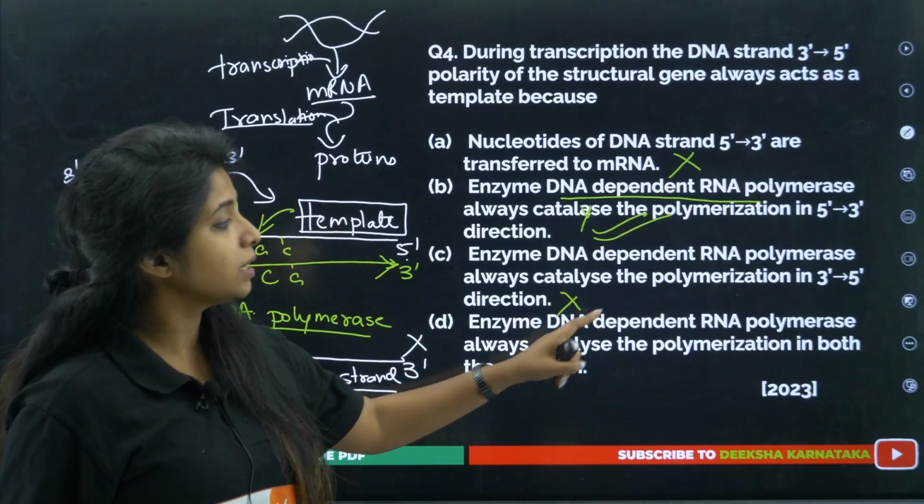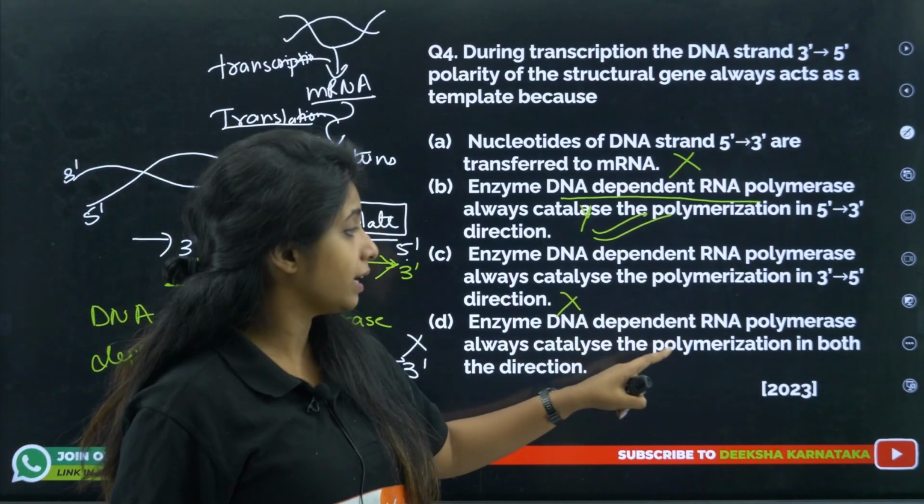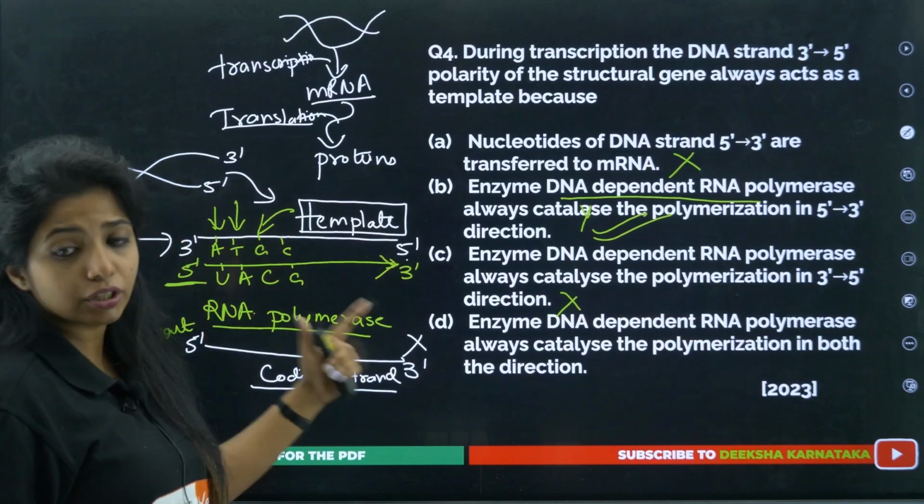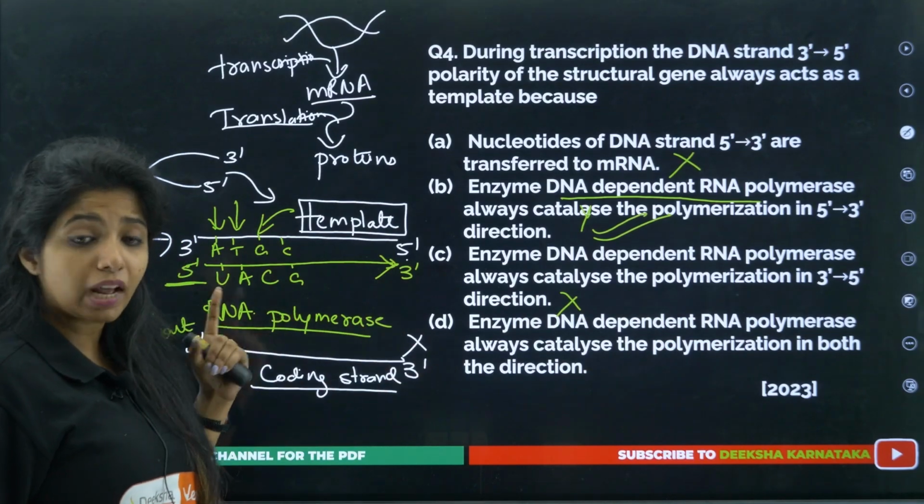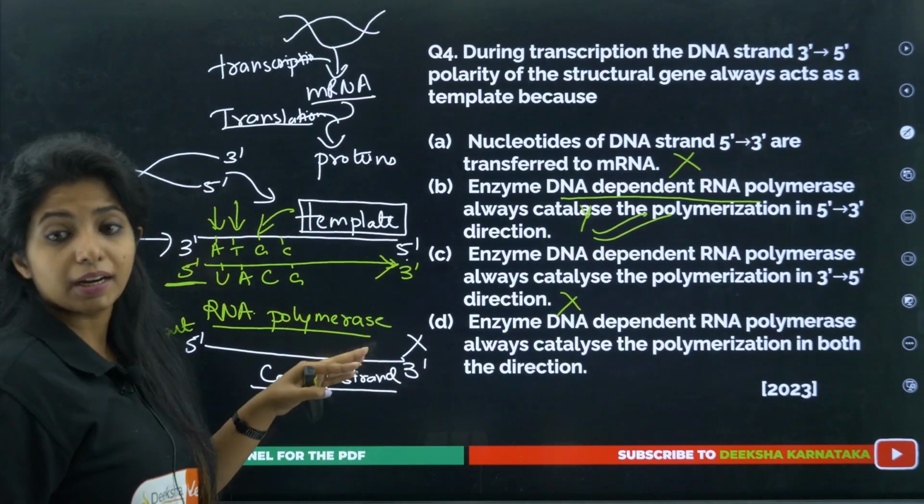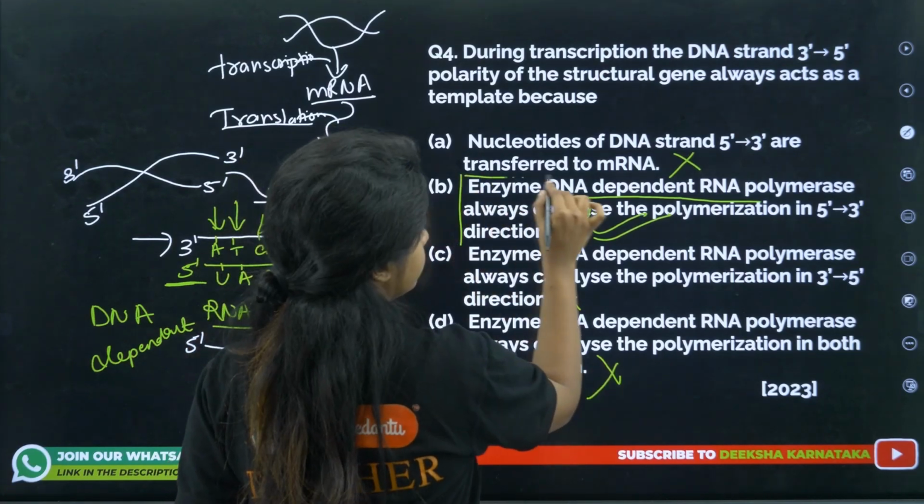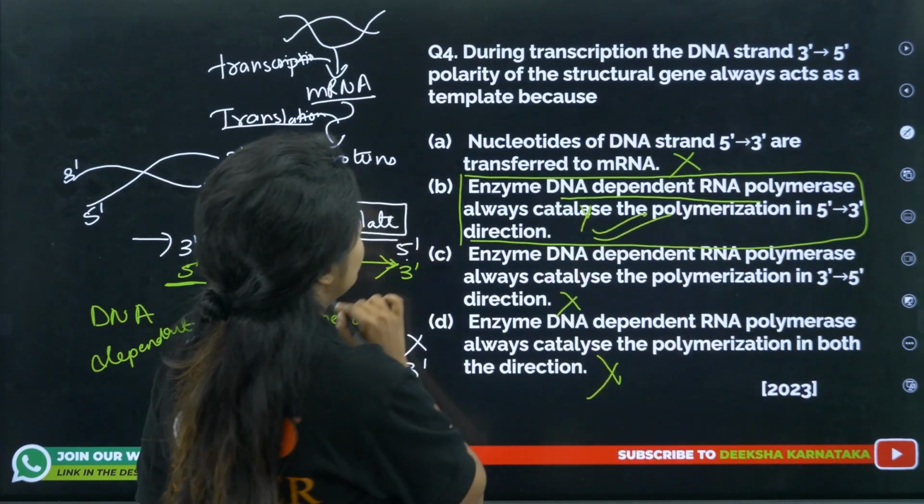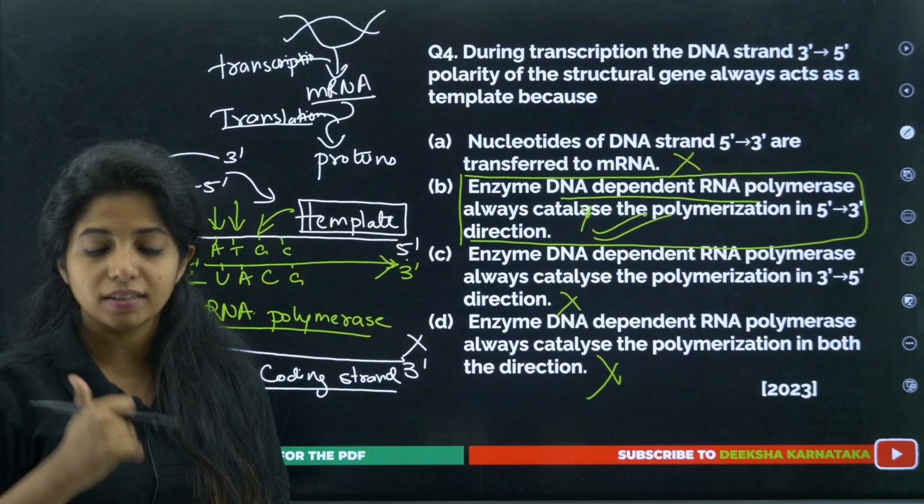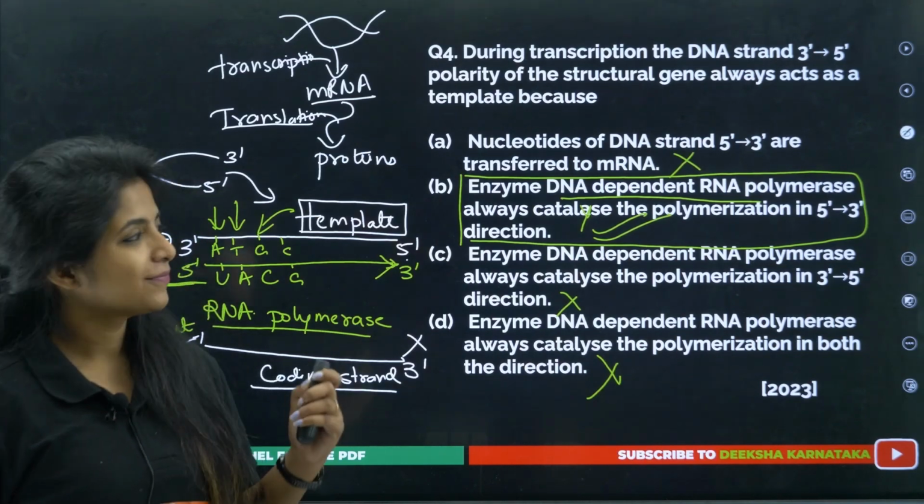Now, enzyme DNA dependent RNA polymerase always catalyzes the polymerization in both the directions. No, my dear children. If it happened in both the directions, this strand would also have been a template strand. So no, this is the answer. So question number 4 is also solved. This came in 2023. Next question.